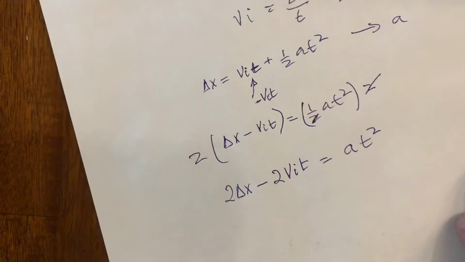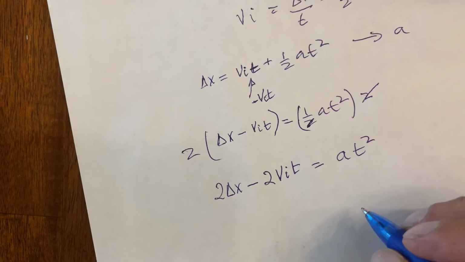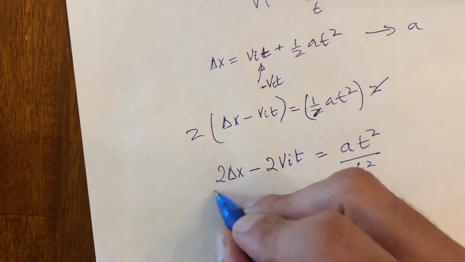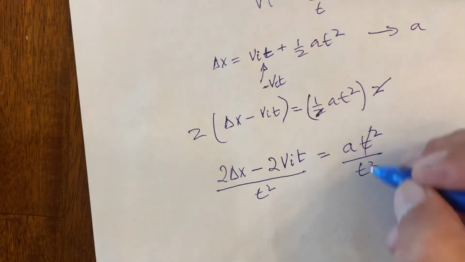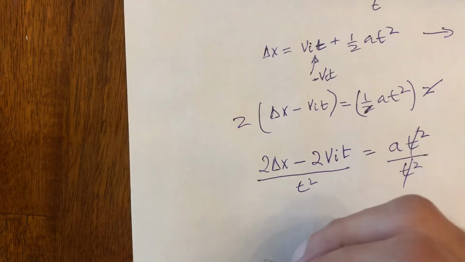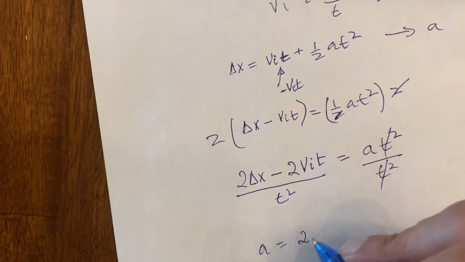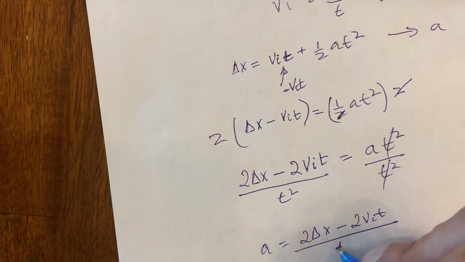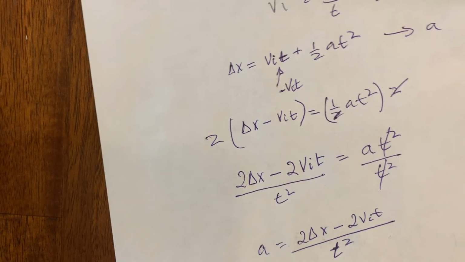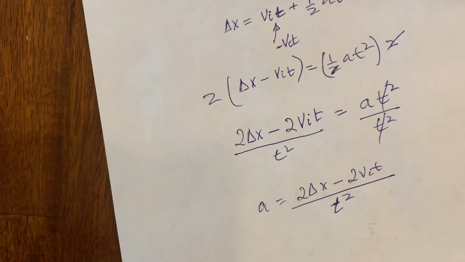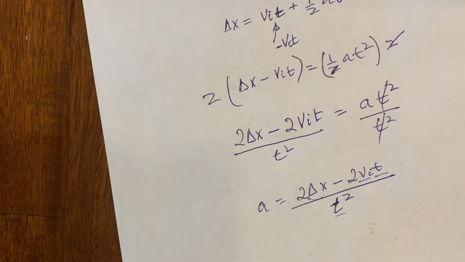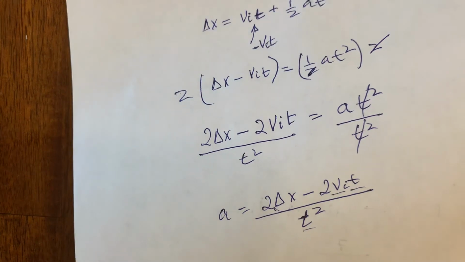And now to solve for A, I hope you already know I need to divide both sides by t squared. Bye-bye. And so I'm left with A is equal to 2 times delta x minus 2 VIT all over t squared. And then again, if you had these values given to you as numbers, you could plug them in now and solve for A.